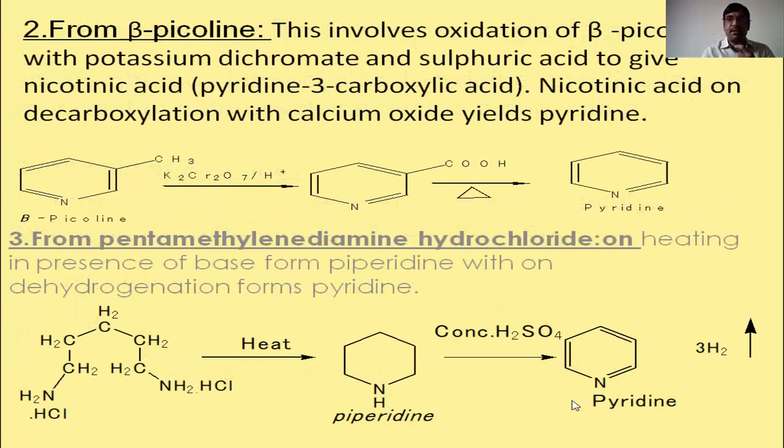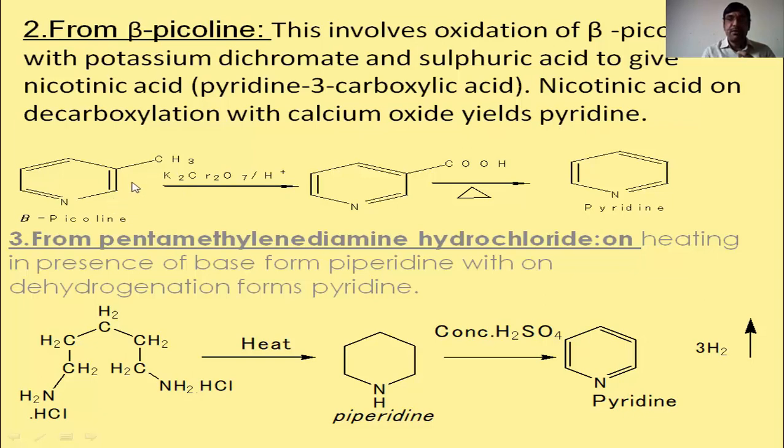The second reaction is synthesis from beta-picoline. This involves the oxidation of the beta-picoline with potassium dichromate and sulfuric acid to give the nicotinic acid. The nicotinic acid on decarboxylation with calcium oxide gives the pyridine.